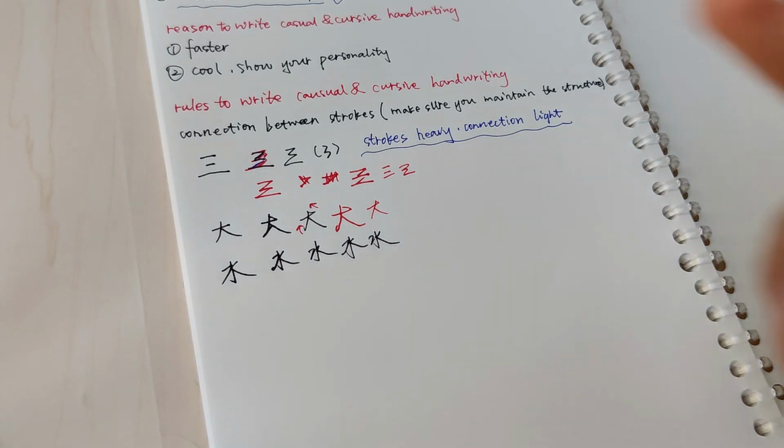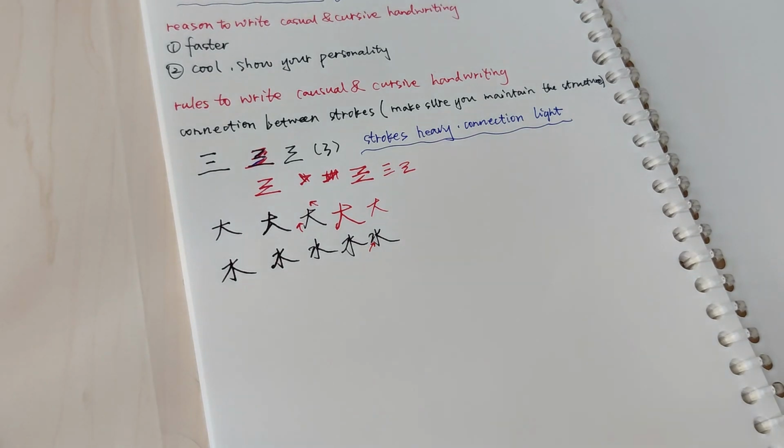So you can feel the little connection right here. Okay, let's try the last one. Let's try to write 我.